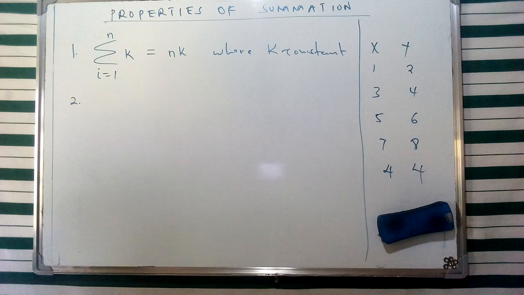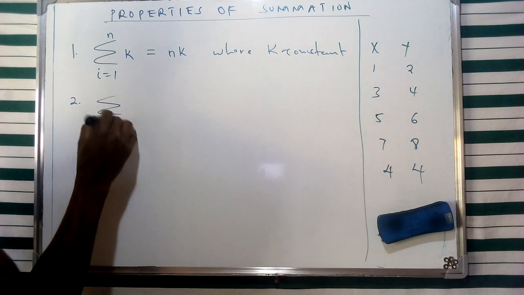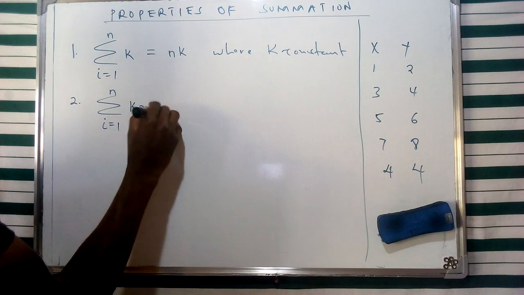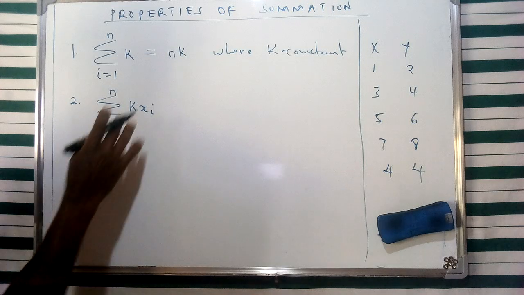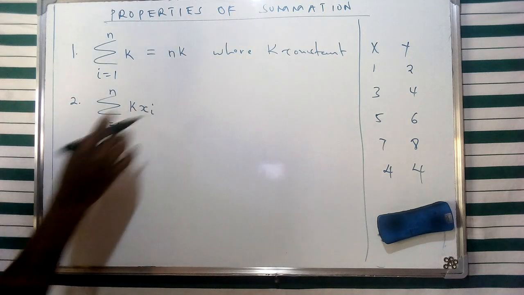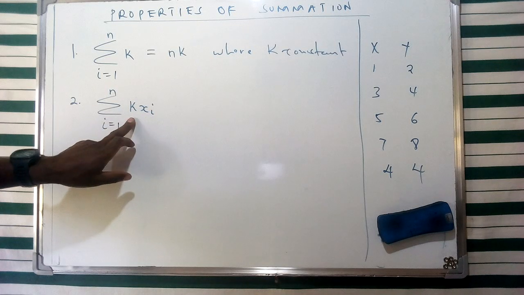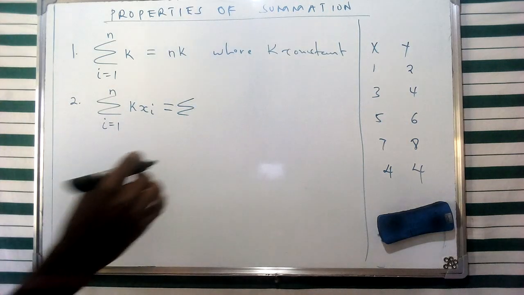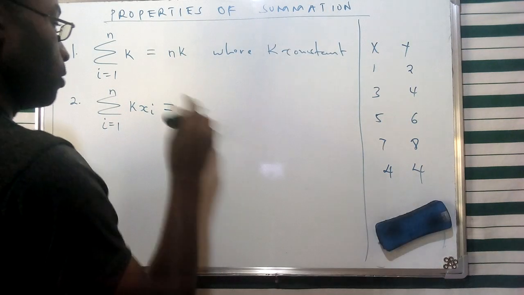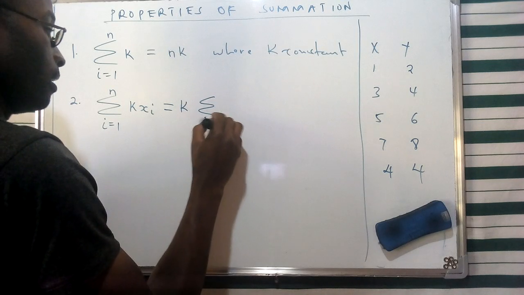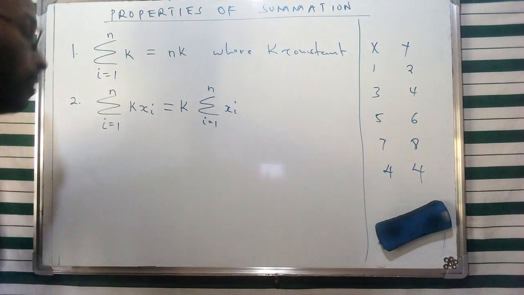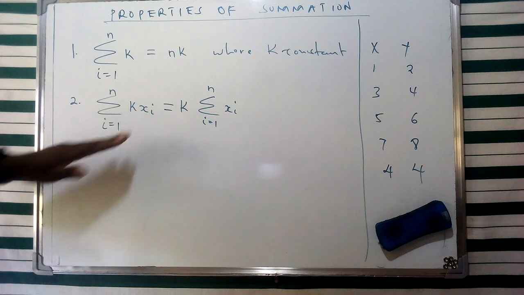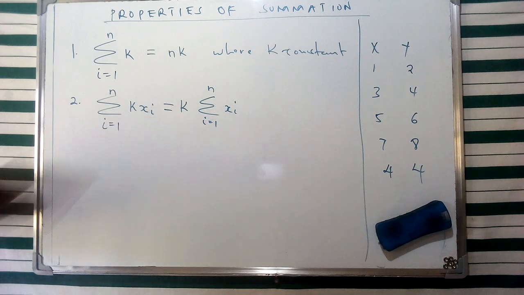Secondly, we're going to look at another property whereby we have the summation of i equal to 1 to a value of n of a constant times xi, that is k xi. So this is a product of xi, which is a general representation for various observations, and a constant. This is going to be given as the product of k and the summation from i equal to 1 to n of xi, and that is the way we are going to treat values which contain the summation sign with a product of a constant.